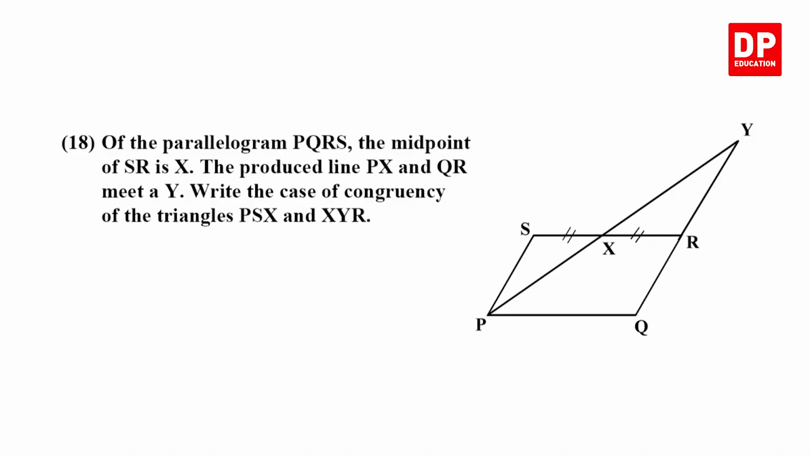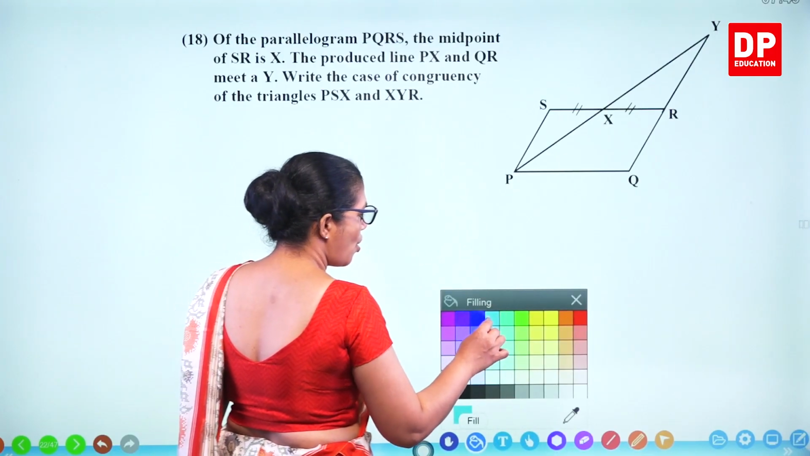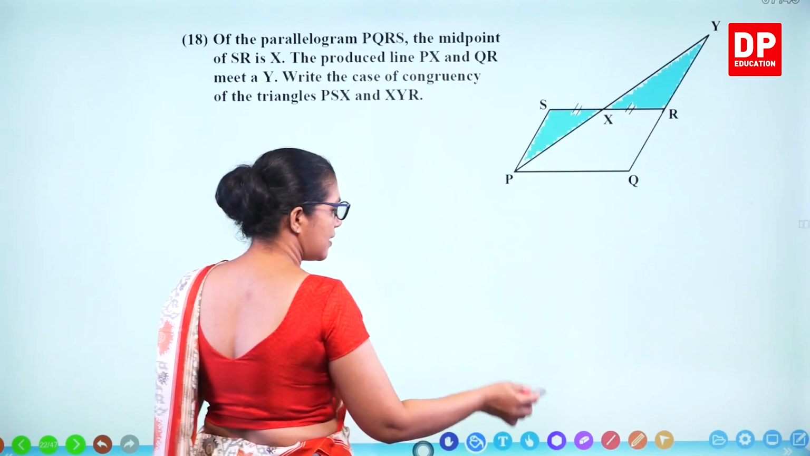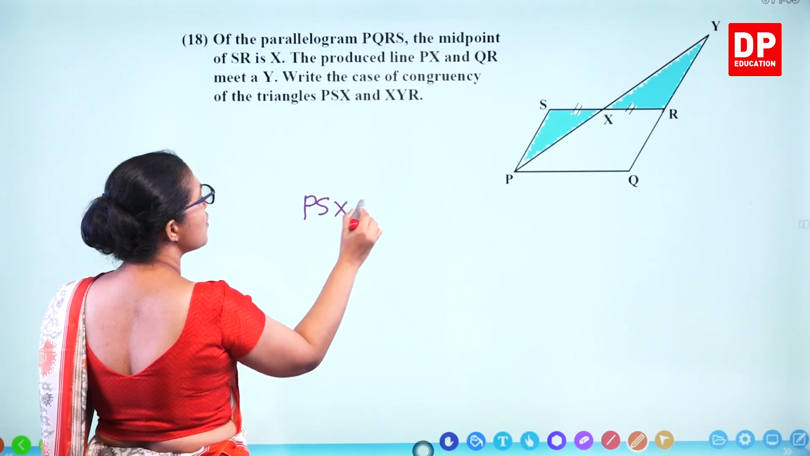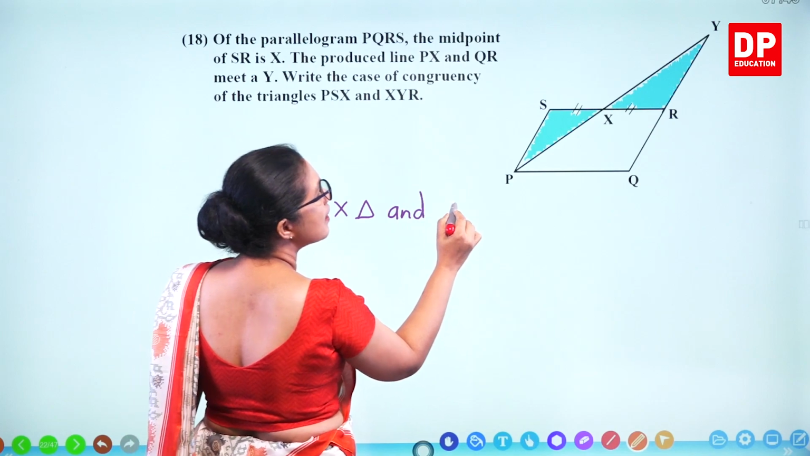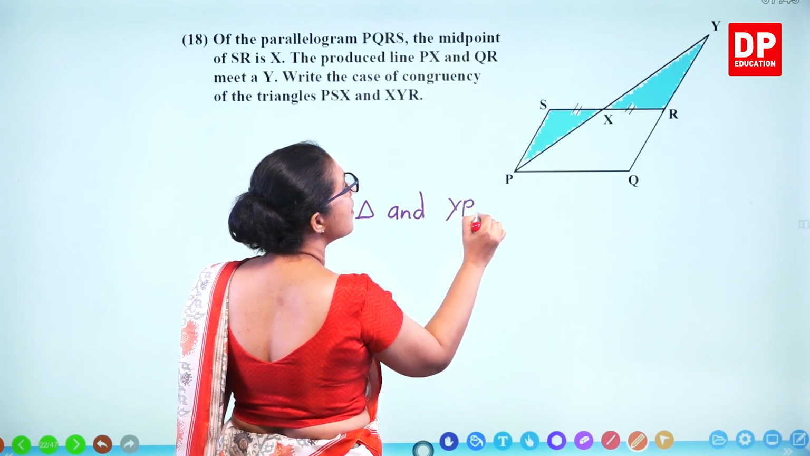Question number 18. Of the parallelogram PQRS, the midpoint of SR is X. It's already marked. The produced line PX and QR meet at the point Y. Write the case of congruency of the triangles PSX and XYR. These two triangles, this and this. What can you say about these two triangles? PSX triangle and YRX triangle.